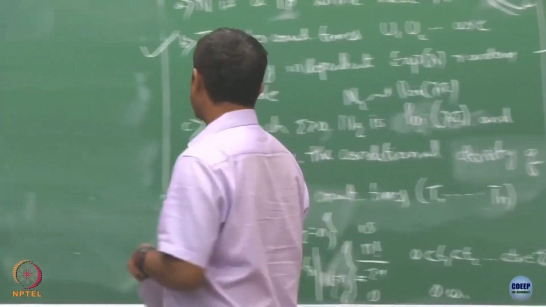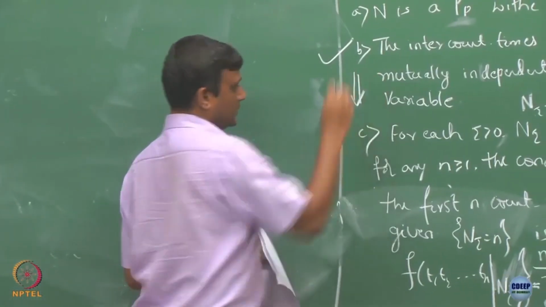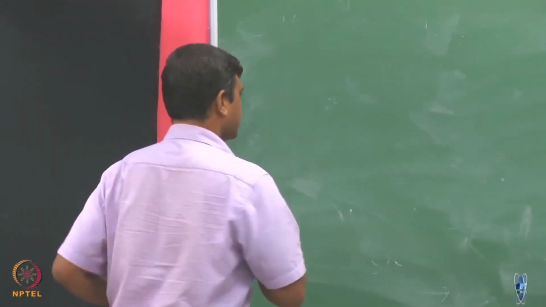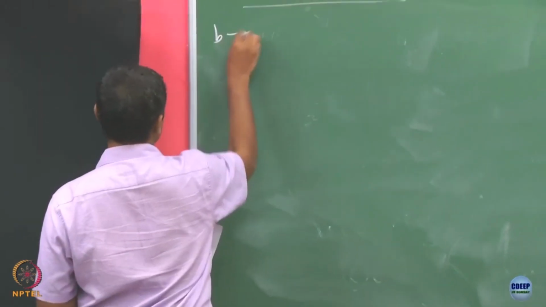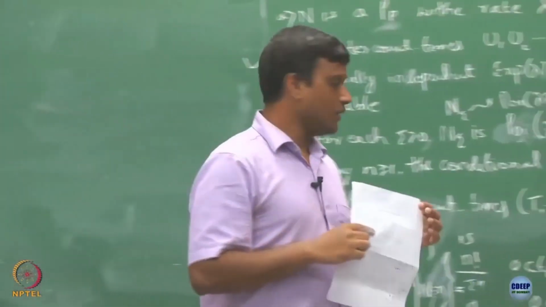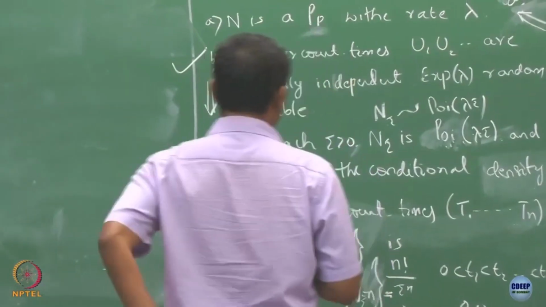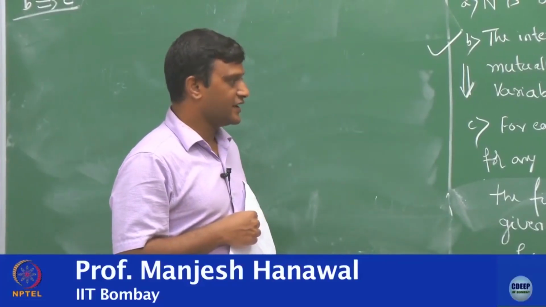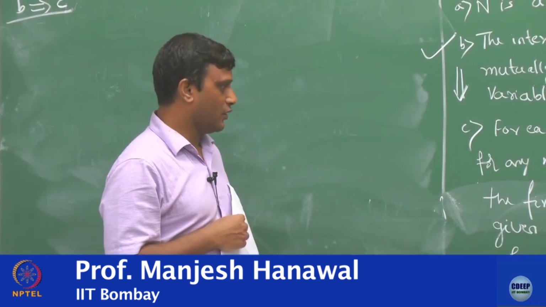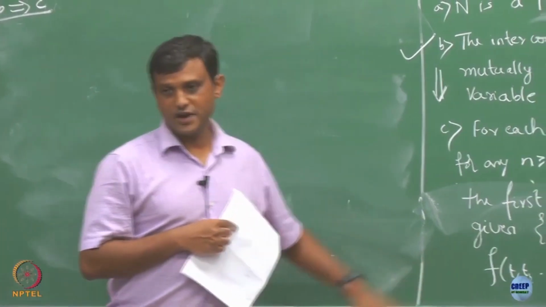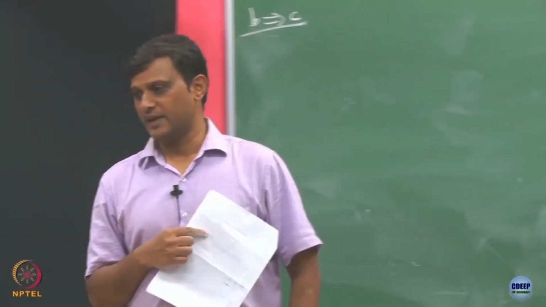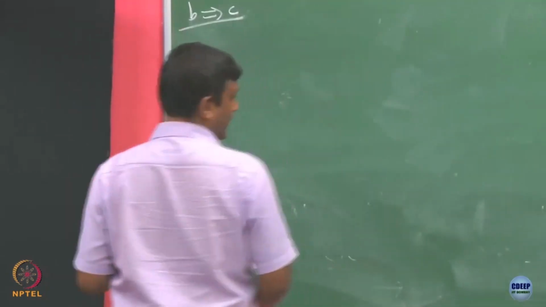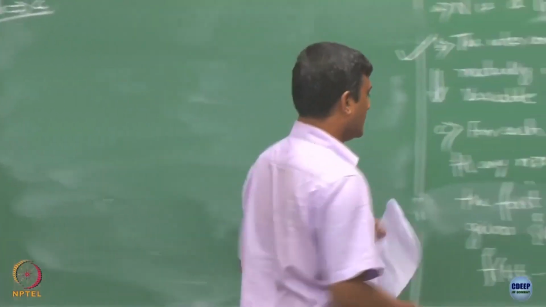Okay, now let's try to prove B implies C. This is a bit involved, but let's see if we can argue this. What we want now is, suppose we assume this B, then I want to show that for any tau, N tau is Poisson distributed with rate tau lambda, and further the conditional joint distribution of my count times is expressed in this format. So now let's first focus on what this event means.